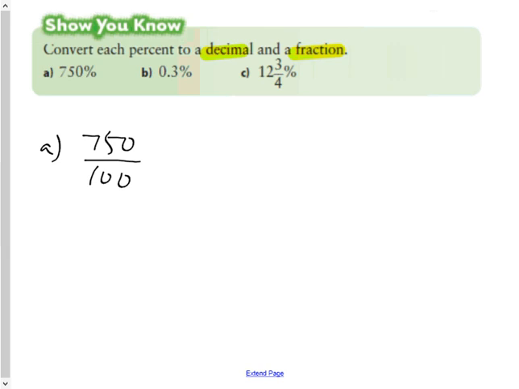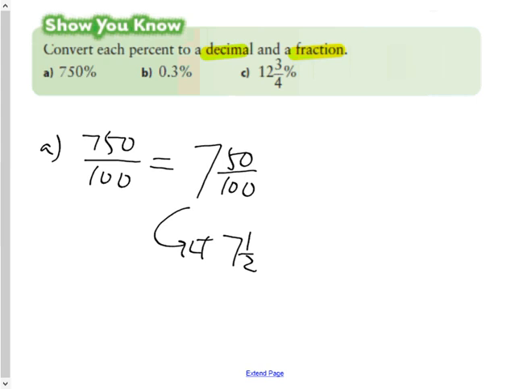Because it's a percent, it's 750%, which means it's 750 out of 100, which is an improper fraction, which is equal to 7 and 50 hundredths. Okay, and that's the mixed fraction of it. So 750% is 750 over 100, which is equal to 7 and 50 hundredths. Now, if I wanted to reduce this to lowest terms, it would be 7.5, right? Just as a side note, if you're changing that percent to a lowest term fraction, it would be 7.5.